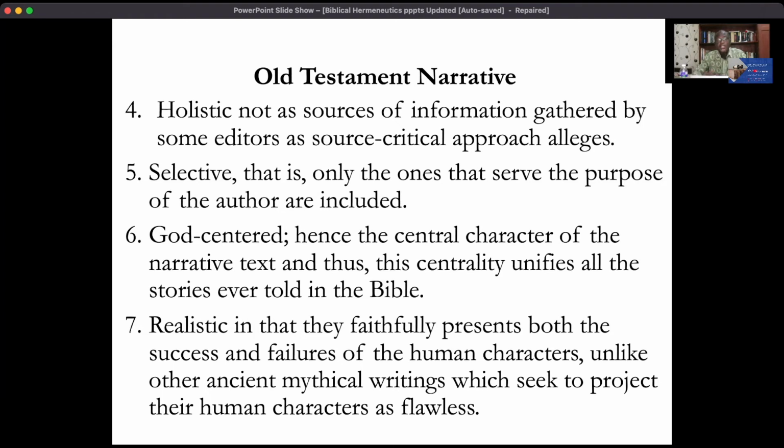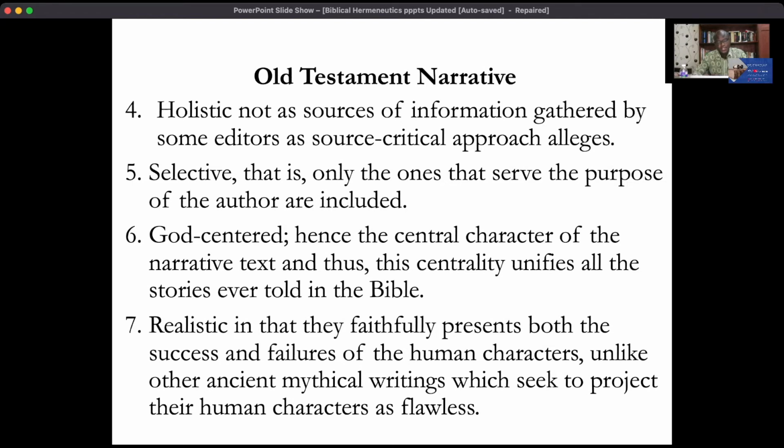Just let the story tell you what it wants to tell you. The story is God-centered, hence the central character of the narrative text. And thus, this centrality unifies all the stories ever told in the Bible. So God is a central character of the stories we have in the Old Testament.